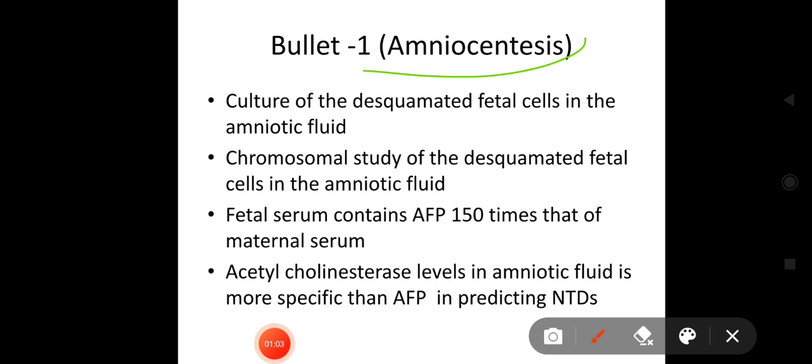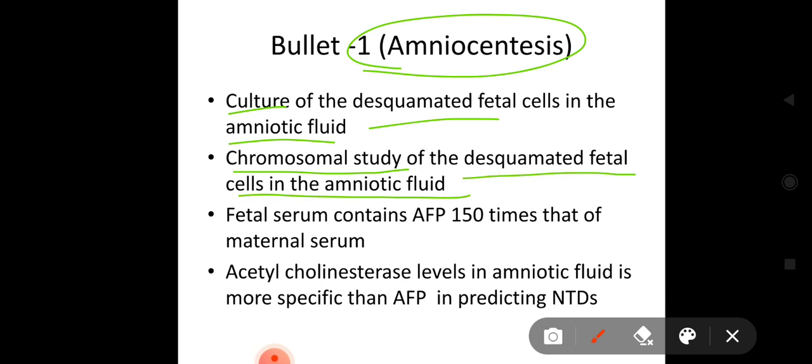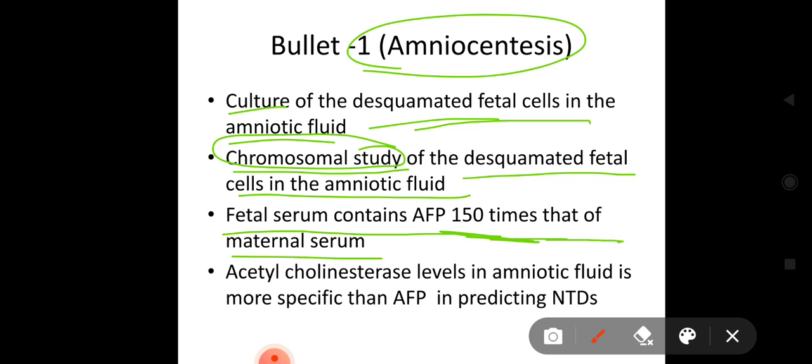So amniocentesis, first topic. Culture of desquamated fetal cells in the amniotic fluid, and chromosomal study is done of the desquamated fetal cells in the amniotic fluid. So what is amniocentesis? We do culture of desquamated fetal cells in the amniotic fluid, and chromosomal study is done on the desquamated fetal cells. From fetal serum AFP is 150 times that of maternal serum. So in fetal serum the AFP level is more than that of the maternal serum. Acetylcholinesterase level in amniotic fluid is more specific than AFP in predicting NTDs.